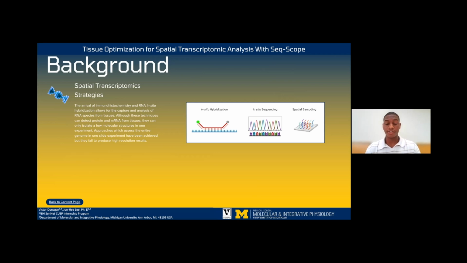So as methods began to advance, this is when we arrived at hybridization and sequencing and spatial barcoding. All of these methods use oligonucleotides planted upon a slide surface in order to capture mRNAs from tissues and then use this in order to obtain spatial information and genetic information.